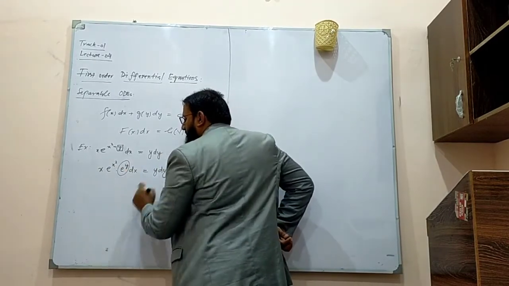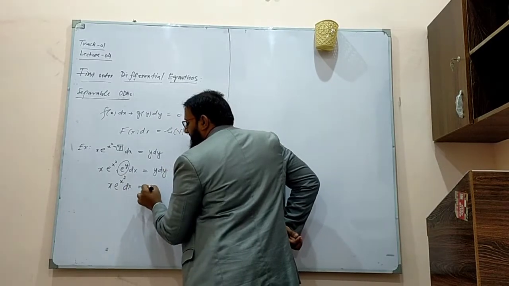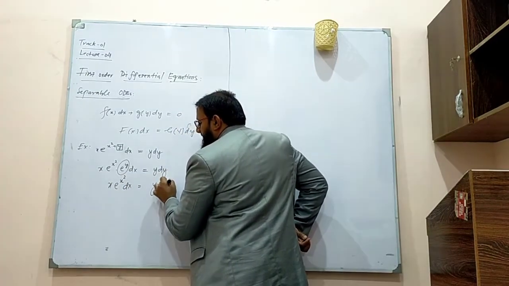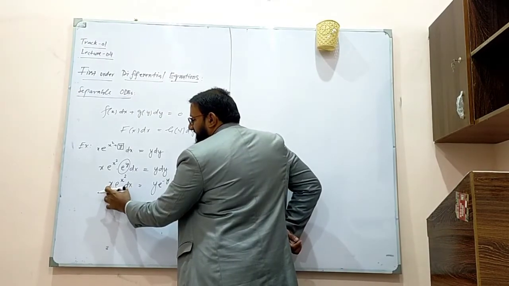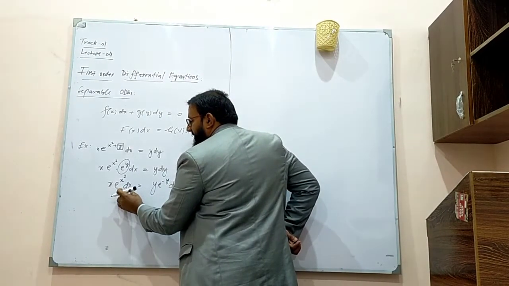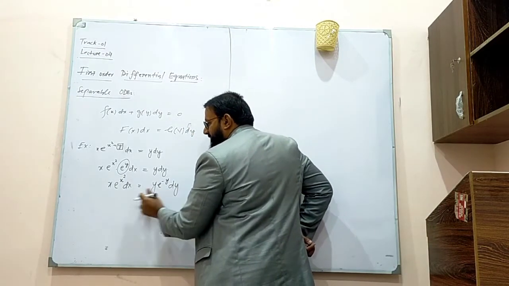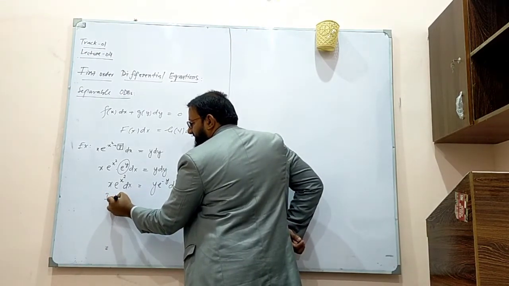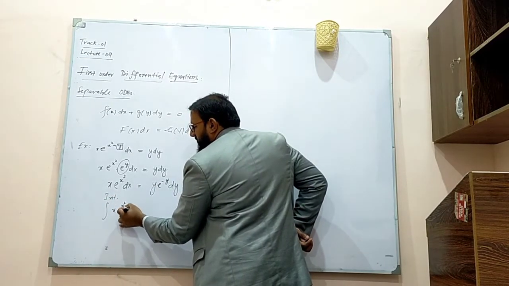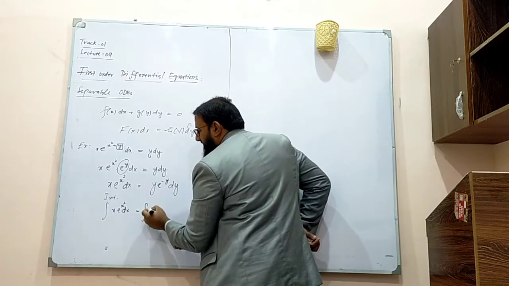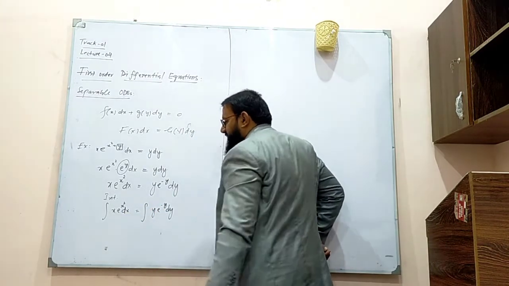And we can take this thing over here, then this becomes x e raised to x squared dx equals y e raised to minus y dy. Now you can see this is explicitly a function of x multiplied by dx, and this is a function of y multiplied by dy. Then you just integrate and you get your result. This is the integral of x e raised to the x squared dx equals the integral of y e raised to minus y dy.